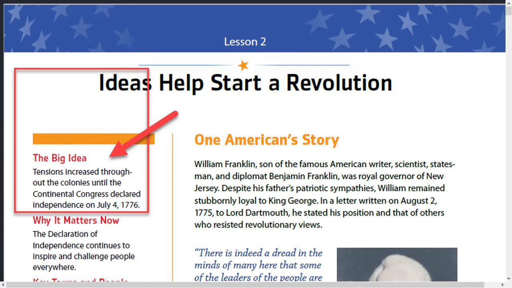So the big idea is about tensions increasing. So you're going to need examples from this reading in order to explain how or what the tensions were that led the Continental Congress to declare independence. And you're going to want to be able to explain which tension you think was the most important.